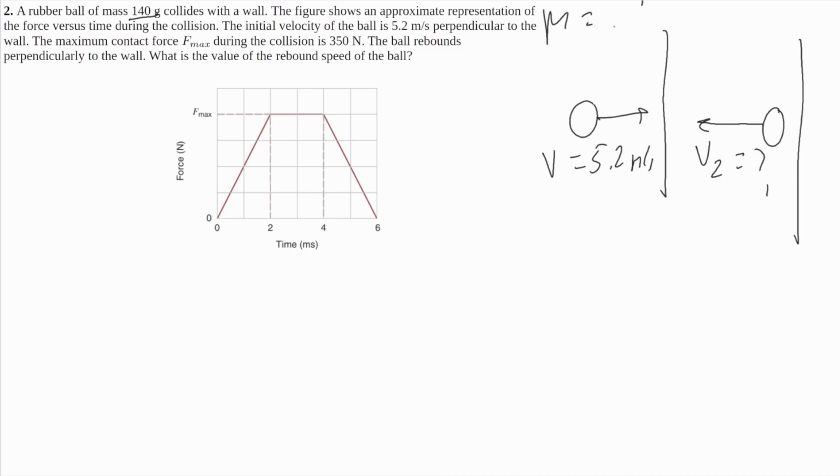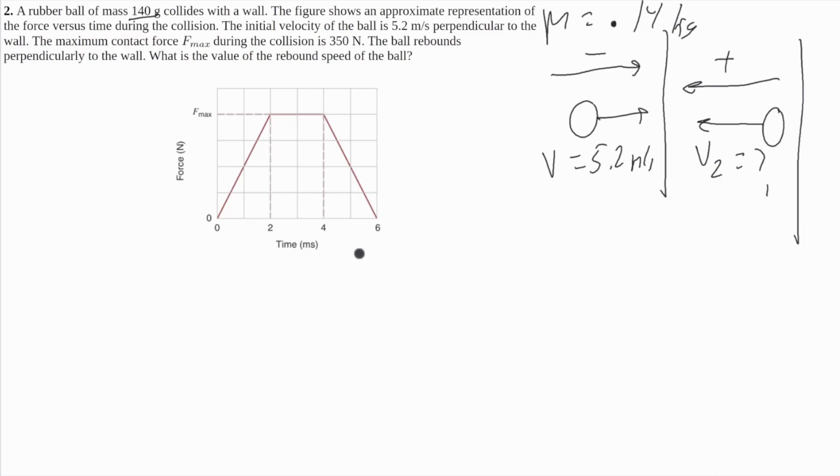In kilograms, it's 0.14 kilograms. I'm just going to specify which direction is positive, and I'm going to say that v2's direction is going to be positive, and so v1's direction is going to be negative. They also give us this little graph.